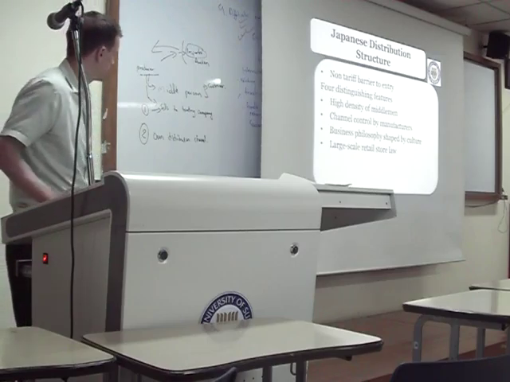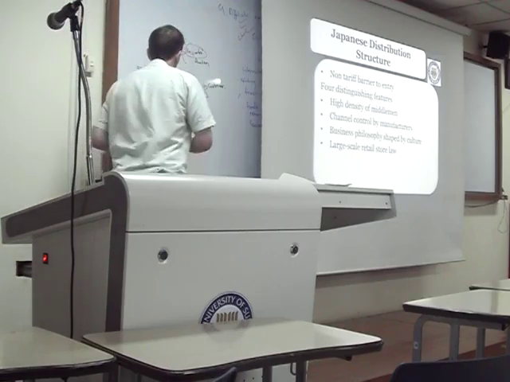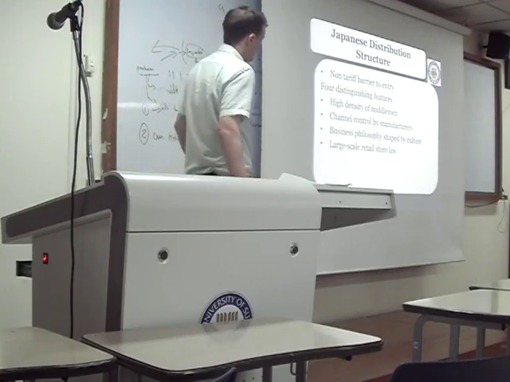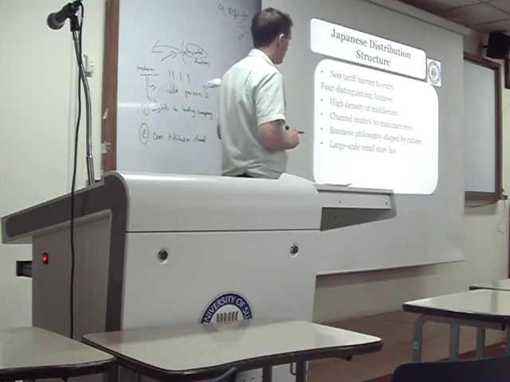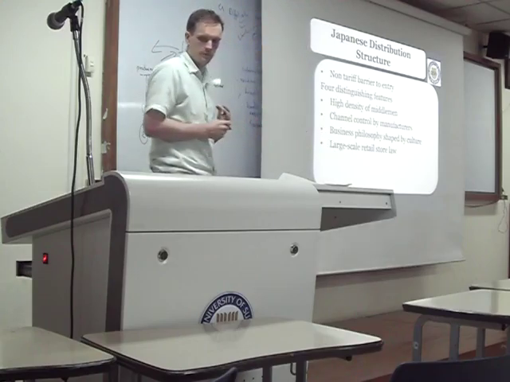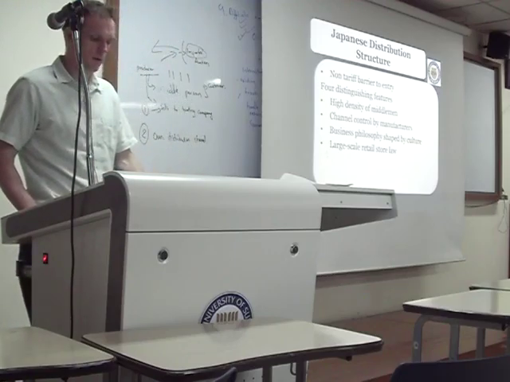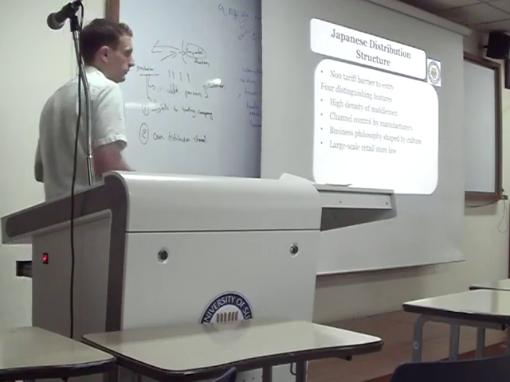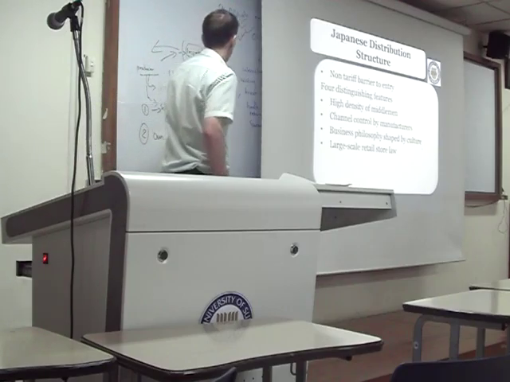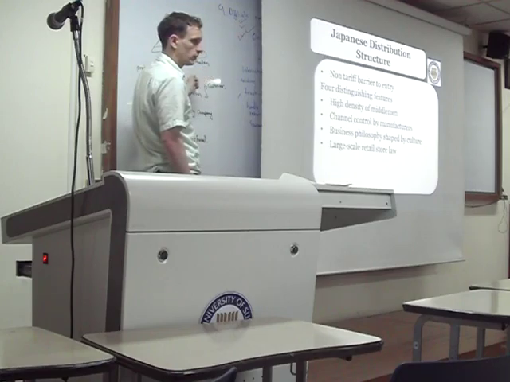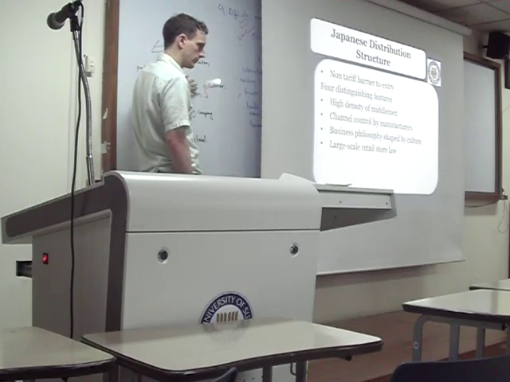They have a high density of middlemen. So here, between the producer and the customer, a lot of middlemen, okay? The channel is controlled by the manufacturers. They have a business philosophy shaped by culture, which means that people are very loyal. Even though there are a lot of middlemen, and probably they could cut out this middleman, because of the loyalty, they've been dealing with this middleman for a long time. They don't cut them out, okay? They continue to use them.